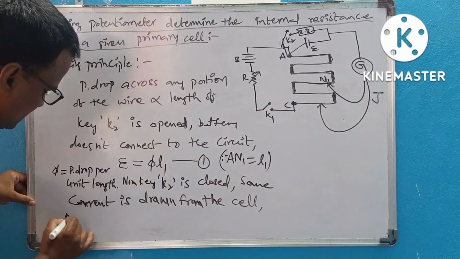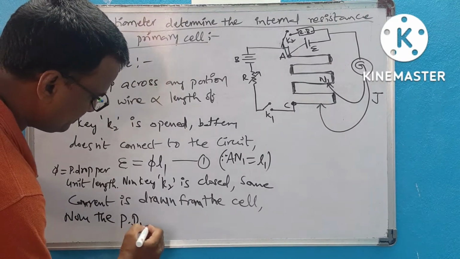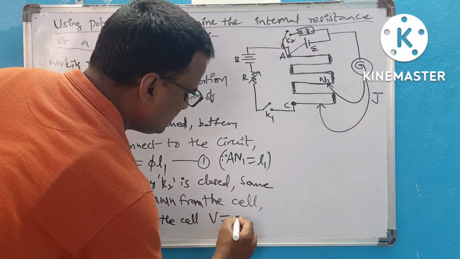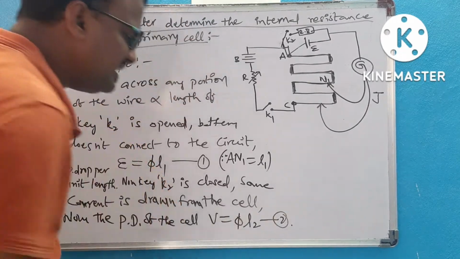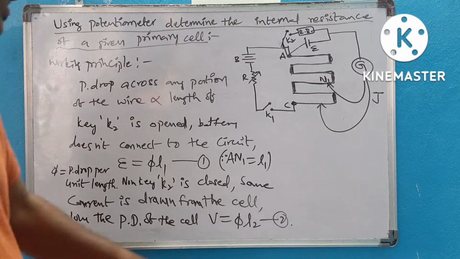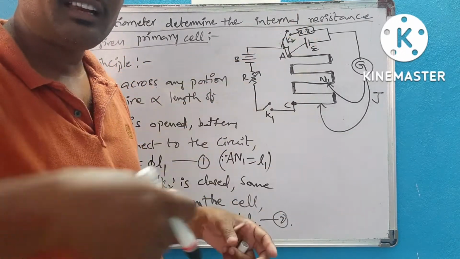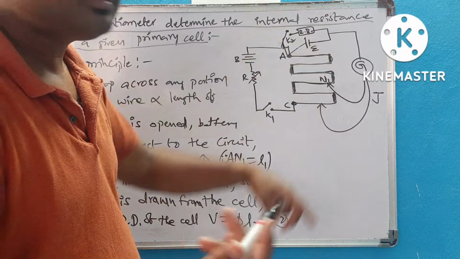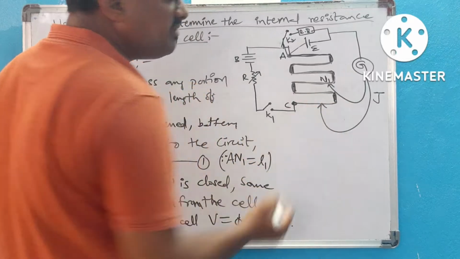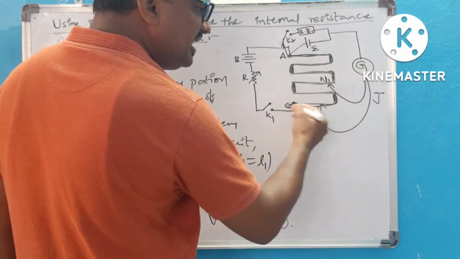So now the potential difference of the cell V is equal to phi L2. How do we get V equal to phi L2? When the key K2 is closed and the cell is connected to the circuit and some current is drawn from the circuit, again we can slide the jockey on the wire from point A to point C.